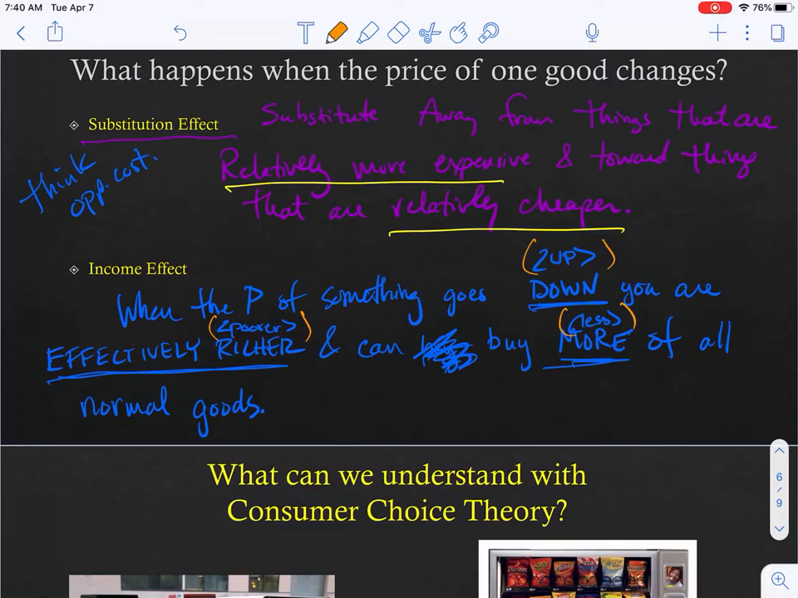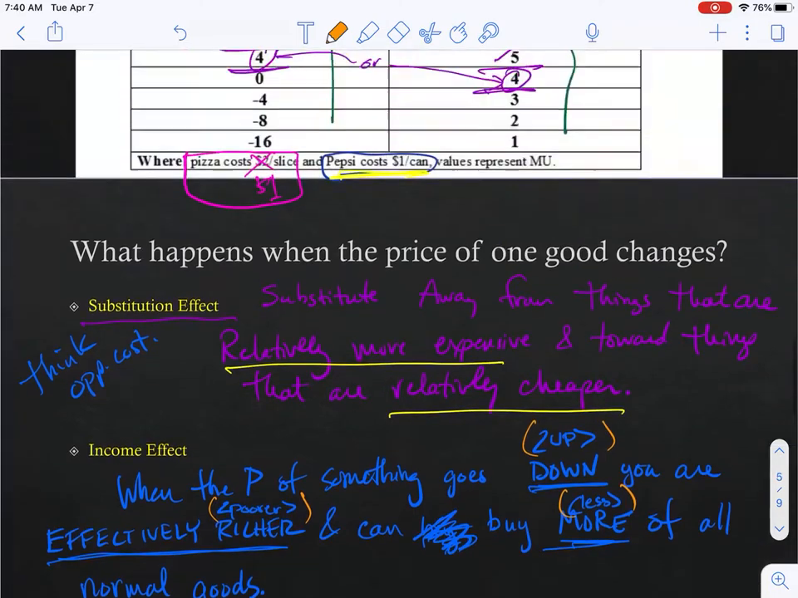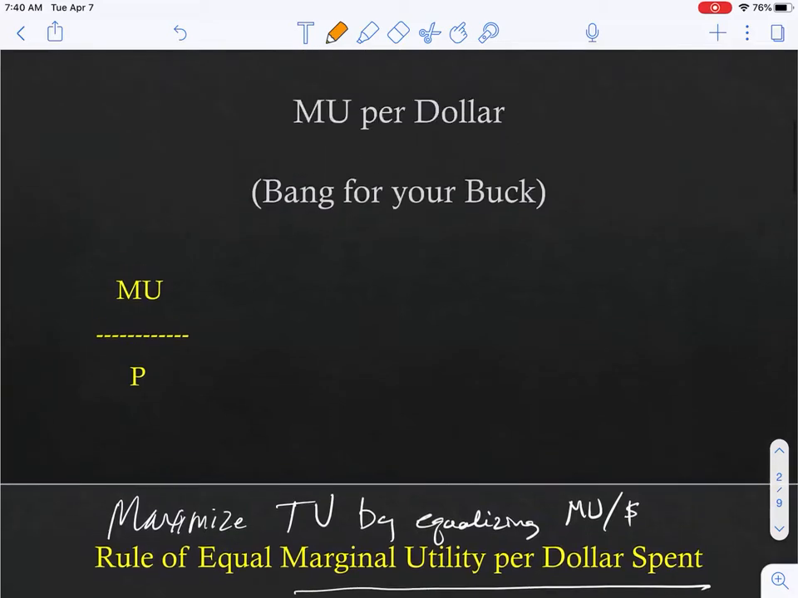Like, hey, I can buy more pizza and more Pepsi. This is good, right? This is all good. So that's what's going on here. The income effect says, hey, life is good, have more of everything. The substitution effect says more pizza, less Pepsi. You have both of them going on at the same time. Sometimes I think about this as, where do I have a little white space to squeeze this in?